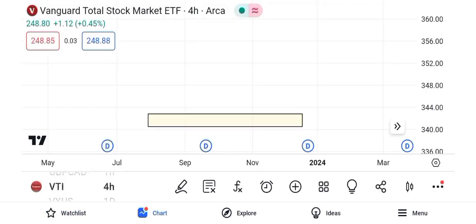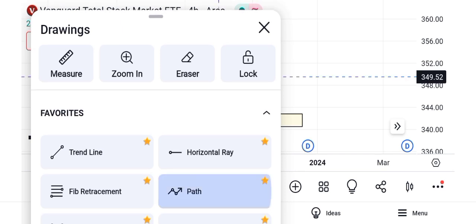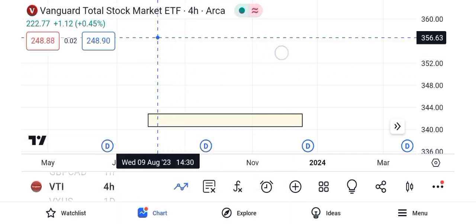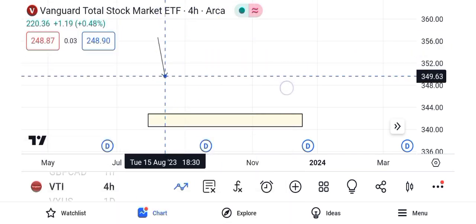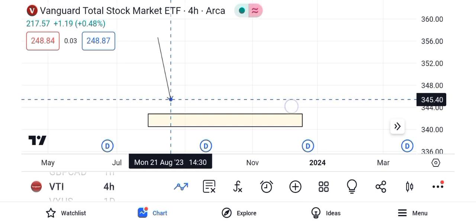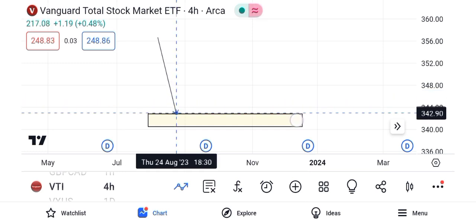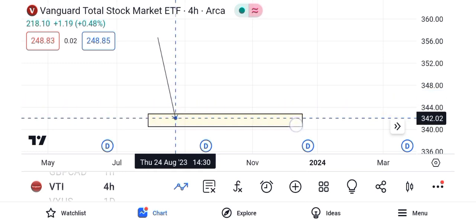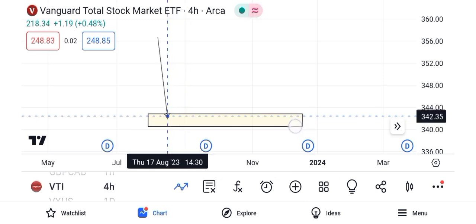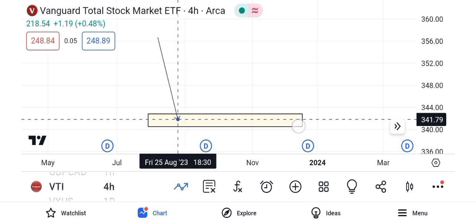Guys, when we talk about support, it is an area where buying interest is expected to be strong enough to prevent the price from declining further. So now let's assume that we have this, right, and price is dropping downward. Price is continuing dropping downward, and now price gets to this key zone here, which is represented with a yellow box, which I've drawn here. Now price gets to this point here.